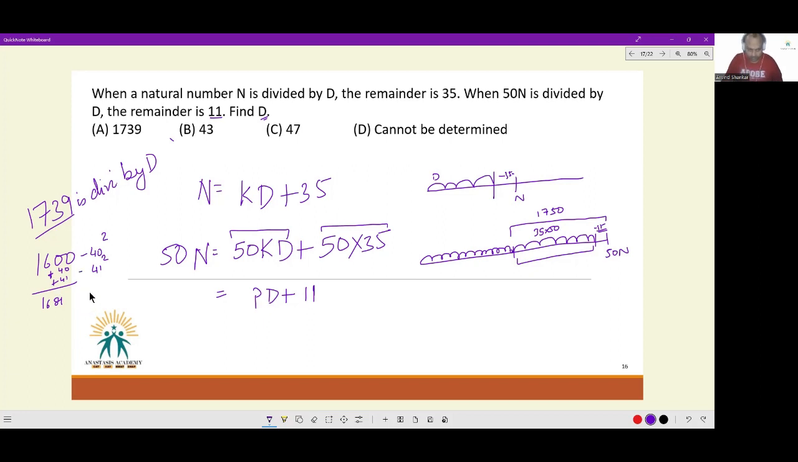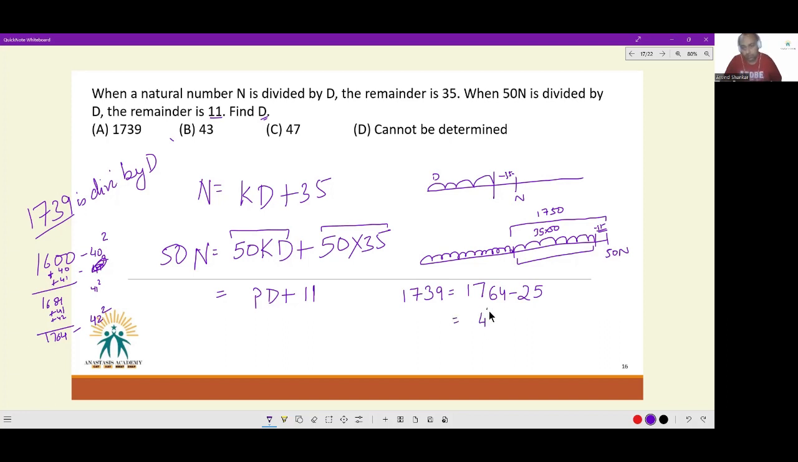Moving forward. If I want to move from 41 square to 42 square, I need to add 41 and 42. I get to 1764. 42 square is 1764. If you know this square, great. If you don't know it, still okay. Now see our number, 1739. I can represent it as 1764 minus 25. 1739 is 1764 minus 25.